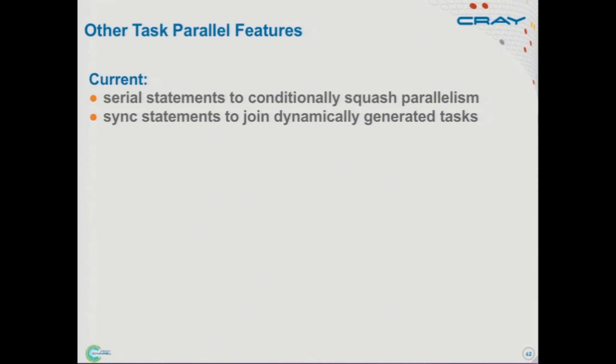The two that we currently have that I haven't mentioned, and I'm not going to go into much detail today, are serial statements, which you can use to dynamically squash parallelism. If at some point you say, I've really got enough tasks running, I want to start ignoring these cobegins and coforalls and begins, the serial statement basically does that. The other one is a sync statement, which is used to dynamically join any generated tasks. Over the entire dynamic scope of that sync statement, it'll wait for any tasks that were created to join. So it's a big hammer for waiting for a bunch of tasks to complete.